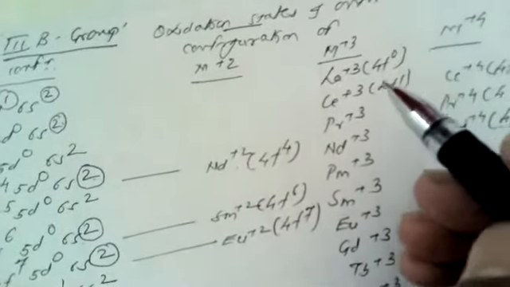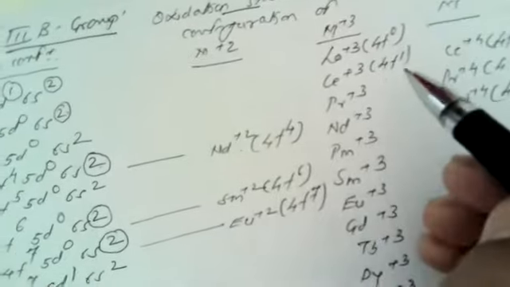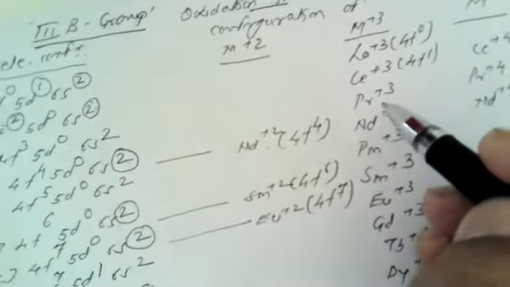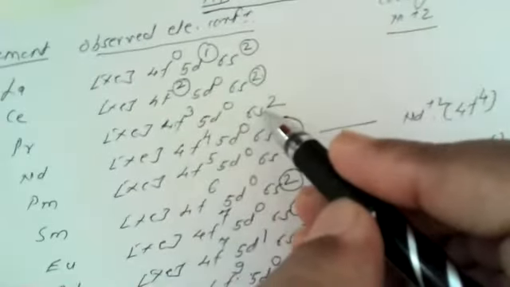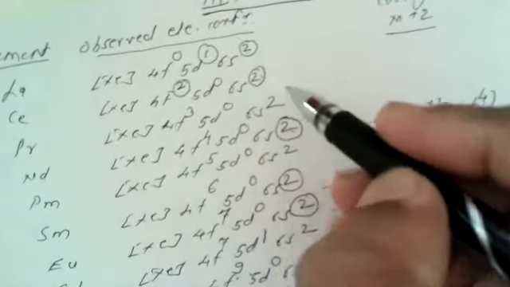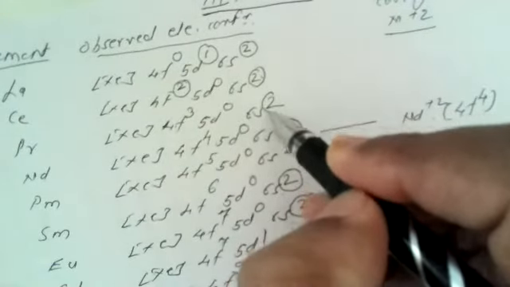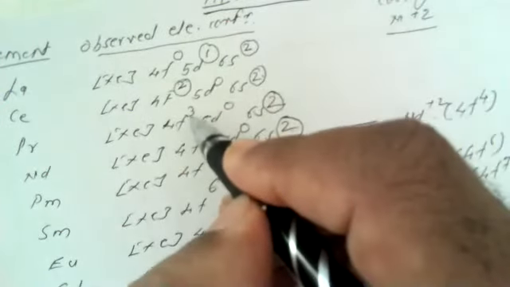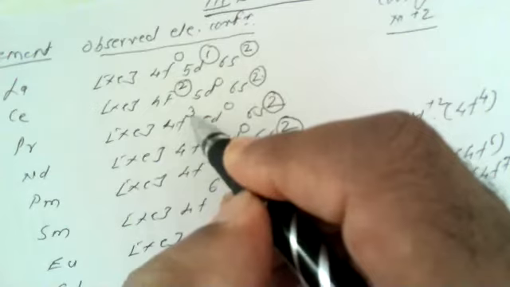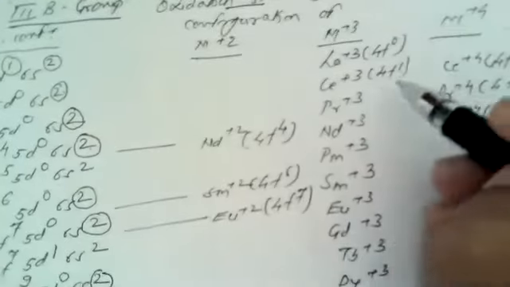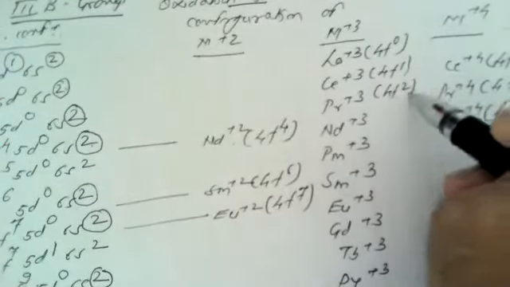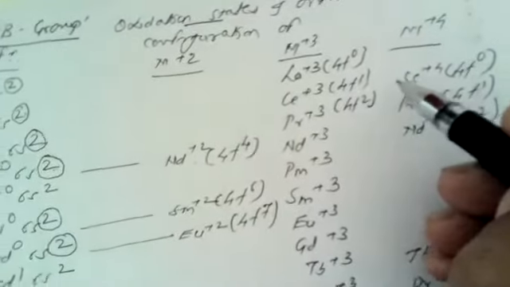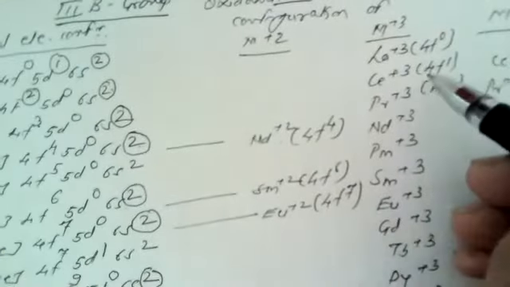So for cerium it becomes 4f1. Now come to praseodymium, the third member. To show +3 oxidation state, first of all, loss of these 2 electrons and loss of 1 electron from 4f, that leaves 2 electrons. So we have to write 4f2. So it is 4f2.